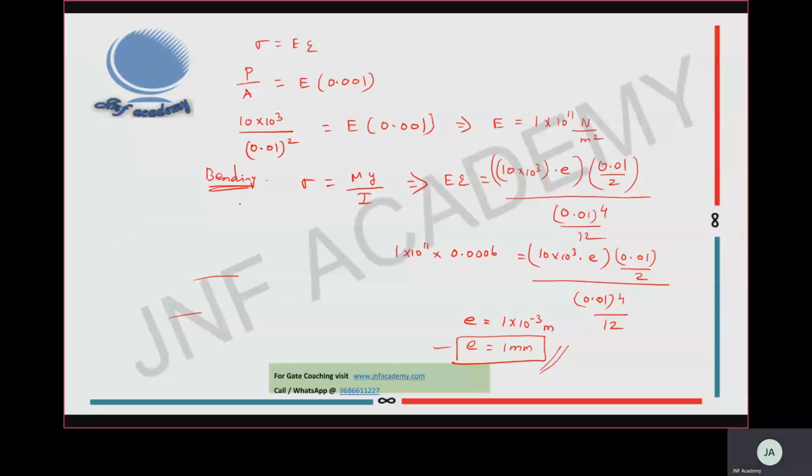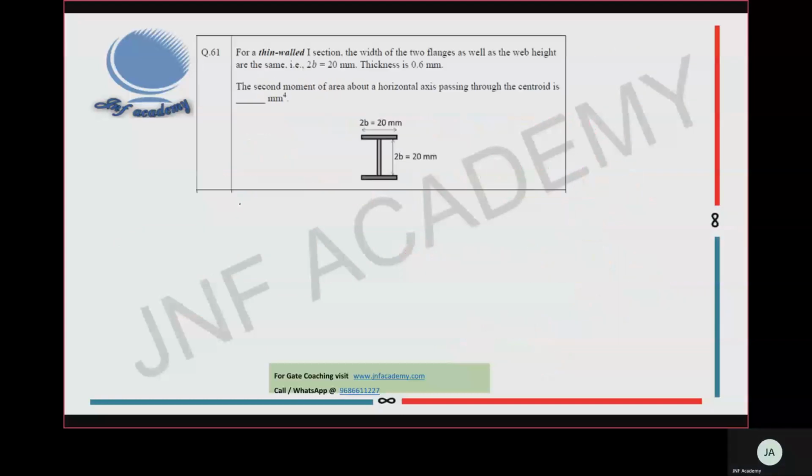Now let us move to the next question. 61 question. For a thin-walled H section, the width of the two flanges as well as the web height are the same. That is 2b is equal to 20 mm. The thickness is 0.6 mm. The second moment of area about the horizontal axis passing through the centroid is how much?